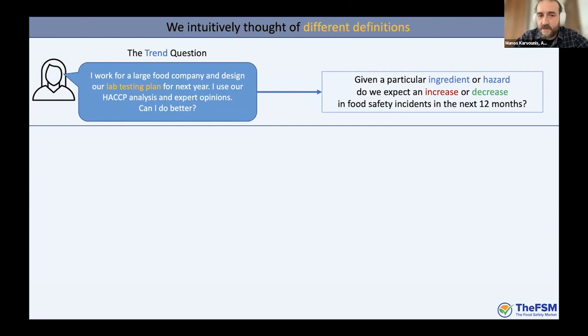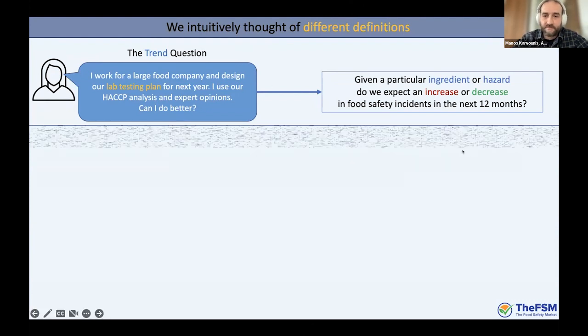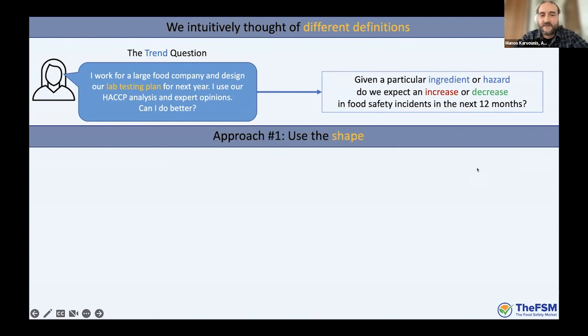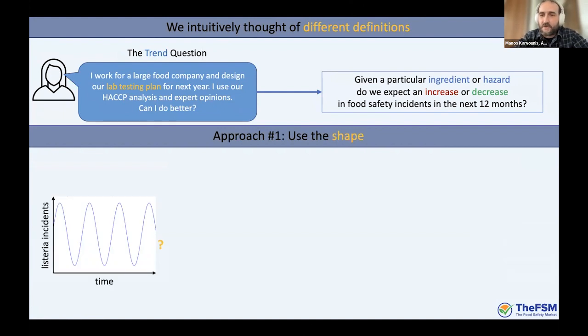So this is a question that can be approached through artificial intelligence, and the data many times is there to answer it. So let's see a couple of approaches for how we can tackle such a question. The first approach, I call it use the same. What does that mean? Let's talk about the particular hazards.